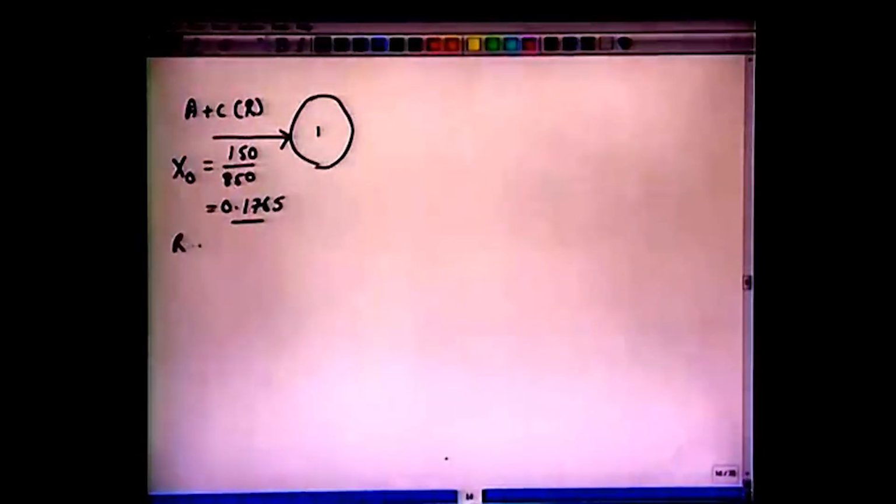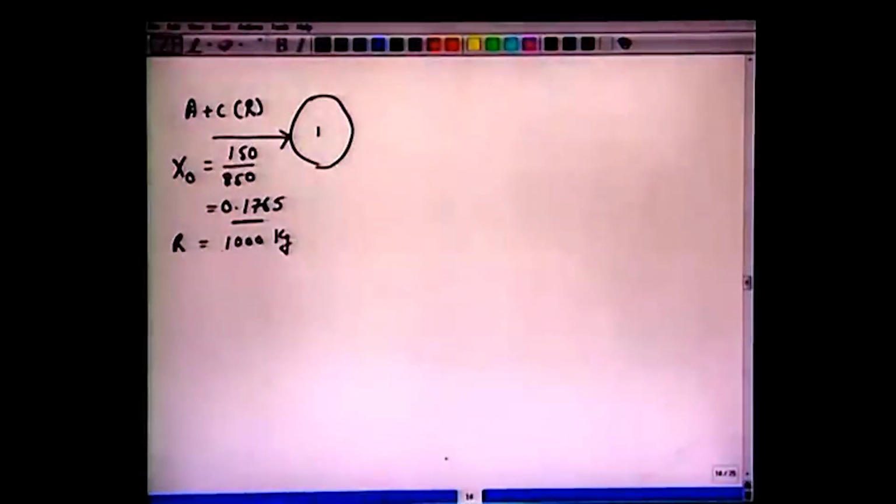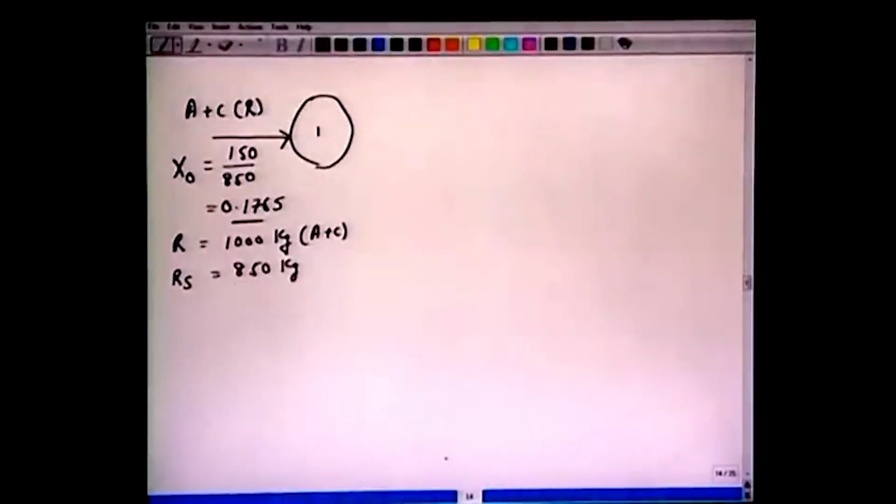We have R given as 1000 kg. So, this would be A plus C. Okay. But we are working on solute free basis. So, RS is 850 kg. In other words, this is the solvent 850 kg. So, this is your only A. C is the transferring component.